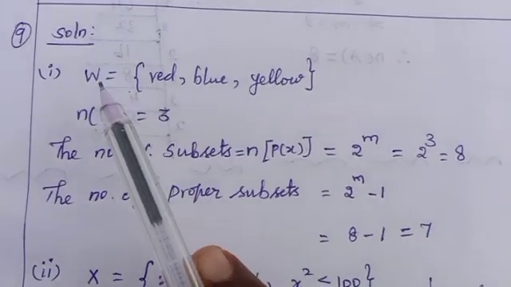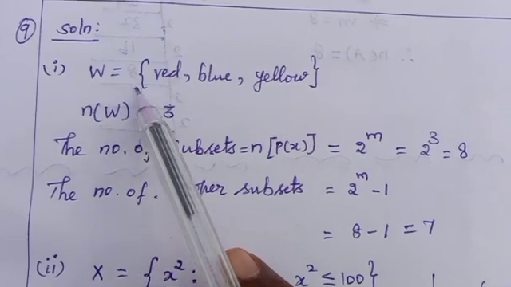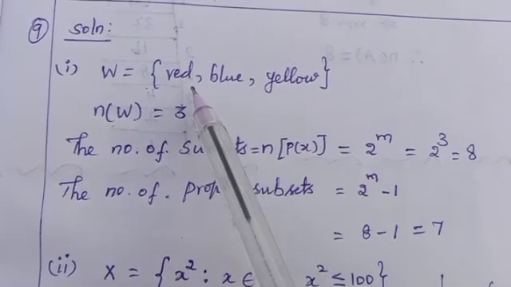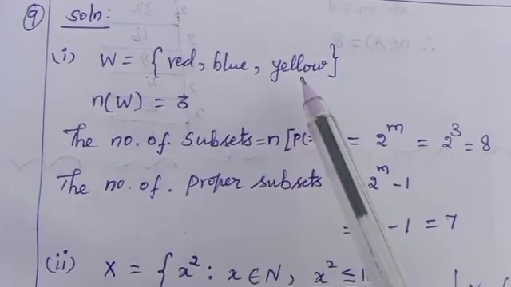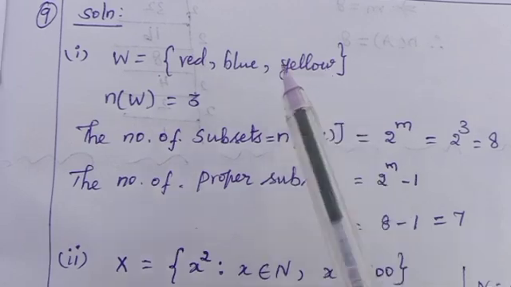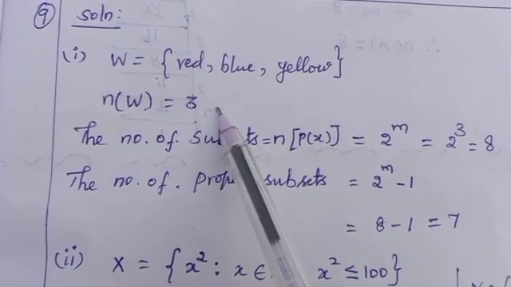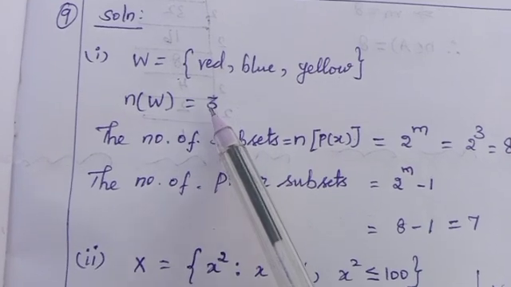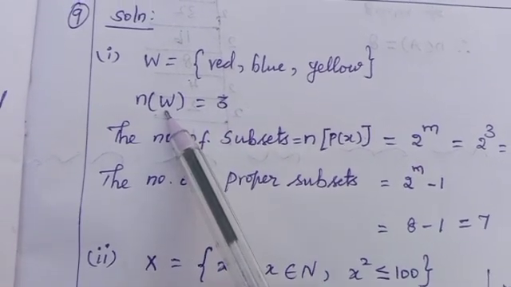Students, first you have to write the given question. W is equal to the set of red, blue, yellow. You have to find the number of elements in the set W. How many are there? 1, 2, 3. So n(W) is equal to 3. For this, n(W) is called m.